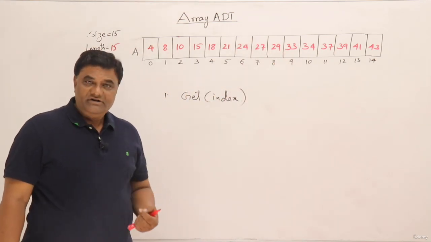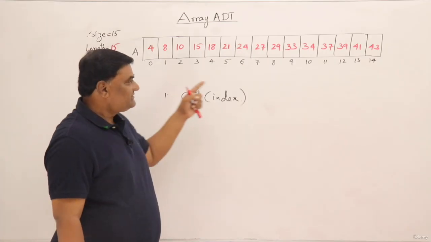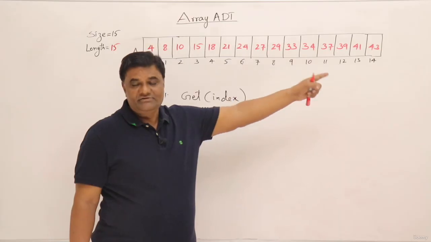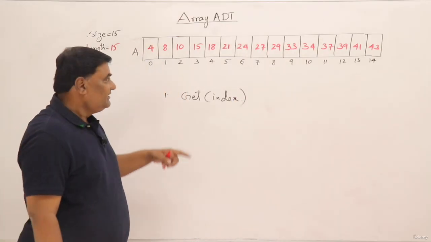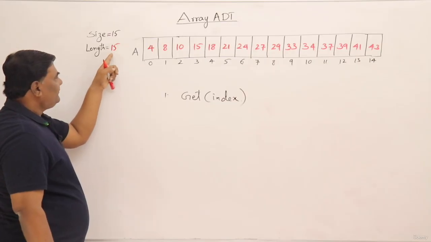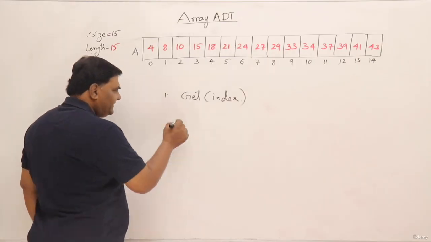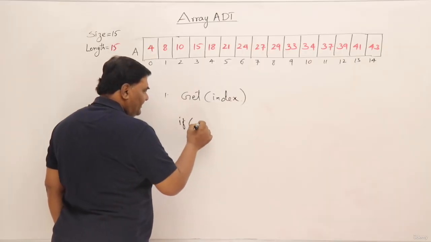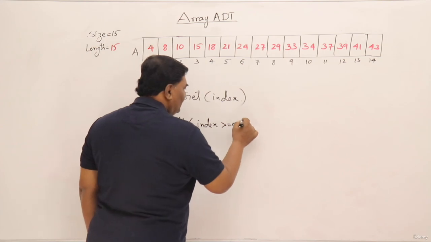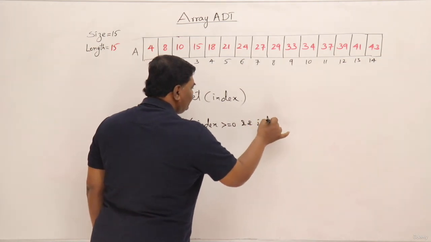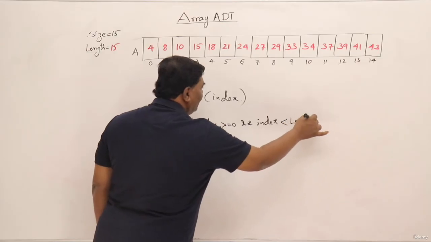Now only one thing we have to take care is whether the index given is valid or not. Like length of a list is, maximum index is 14. So total 15 elements are there. So we should not give any index beyond that 14. So it should not be greater than or equal to length. And even it should not be less than 0. So the first thing what we can check is if index is greater than or equal to 0 and index is less than length, then this is a valid index.